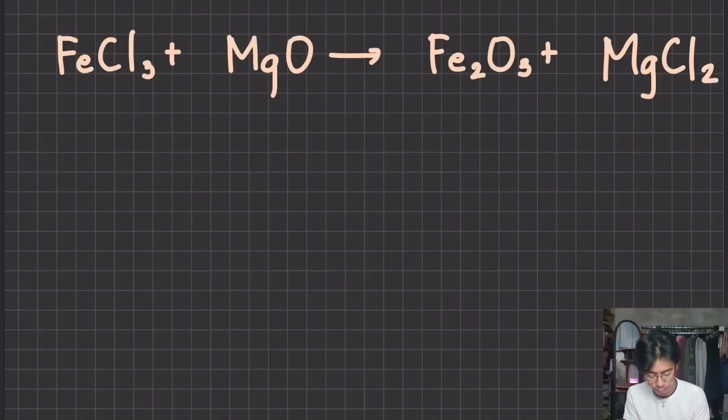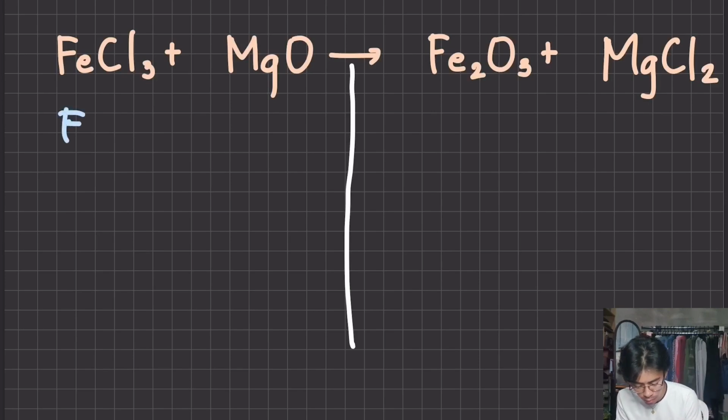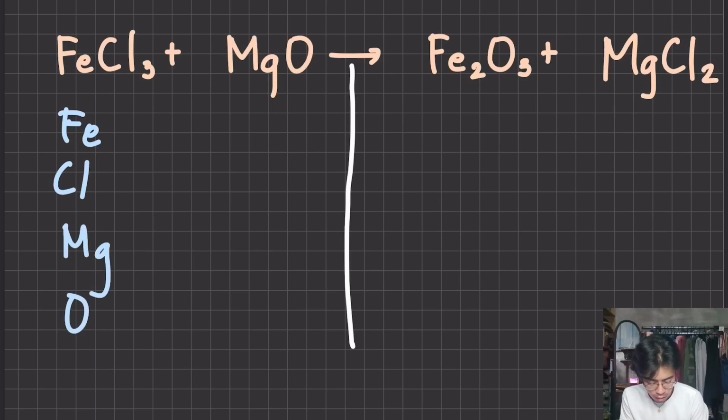Next problem, separate the reactant side from the product side. List all the elements: iron, chlorine, magnesium, oxygen. Copy the pattern on the product side.